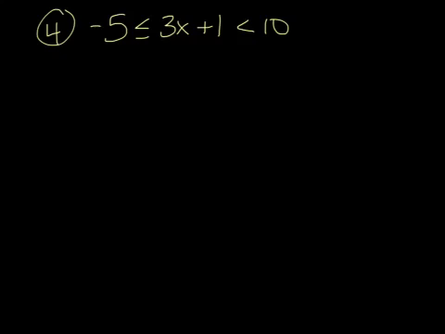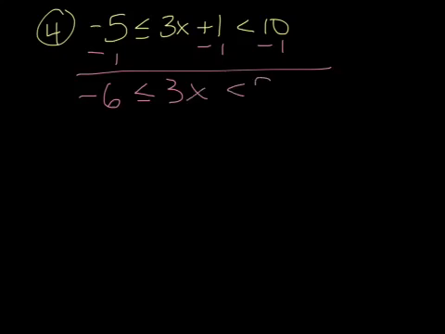So for this problem, I'm going to start by getting rid of that 1. I'm trying to get that x by itself. I move over the 1 by subtracting it from everything. So I get -6 is less than or equal to 3x is less than 9. That's my first step. Second step is to divide everything by 3. I end up getting -2 is less than or equal to x is less than 3.